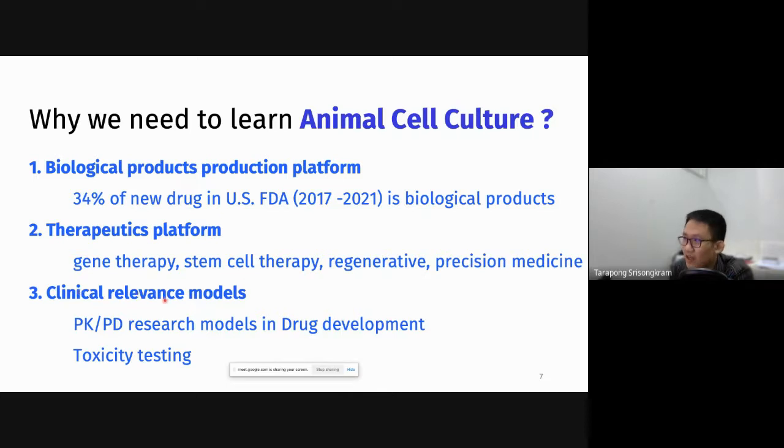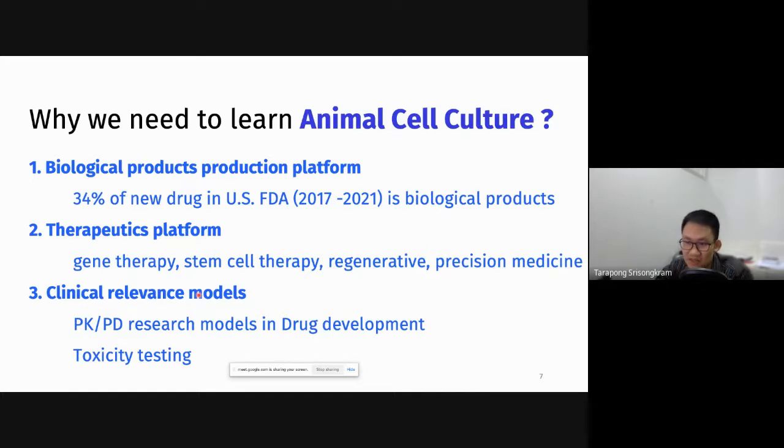Animal cell culture can also be used as a clinically relevant model, because when we culture the cells, it provides us the basic unit of the human body. So we can study pharmacokinetics or pharmacodynamics using animal cell culture.